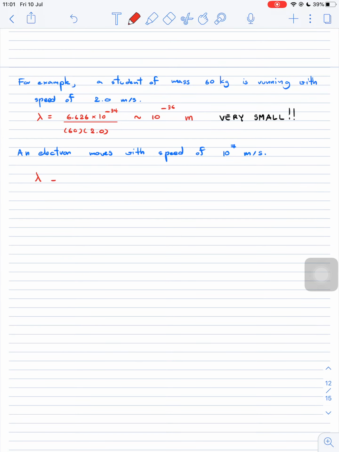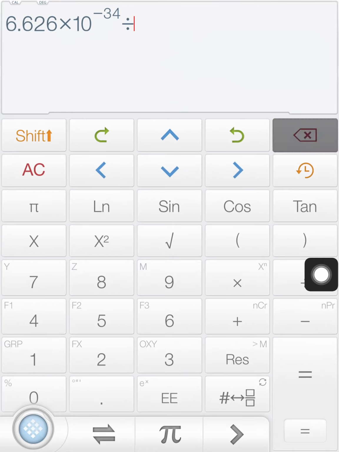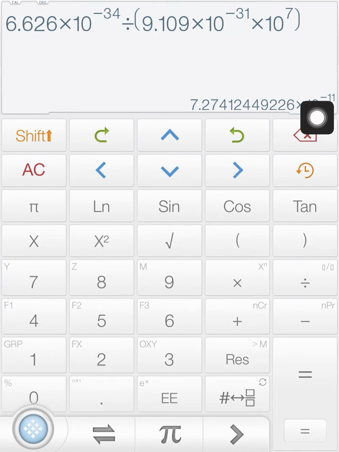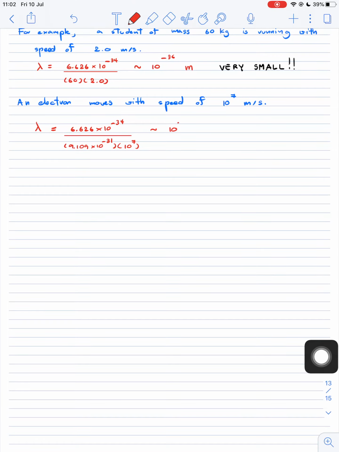So then lambda equals 6.626 times 10 to the negative 34, over the mass of the electron, 9.109 times 10 to the negative 31, times the speed, about 10 to the 7. So it's about 10 to the negative 11 meter.